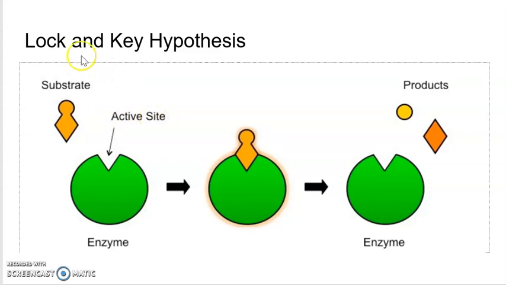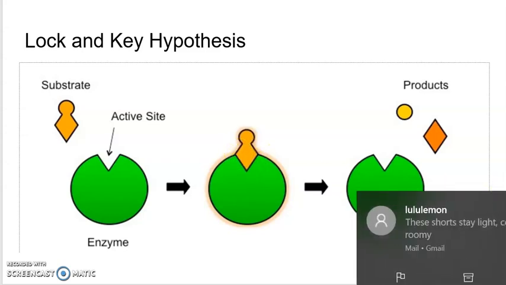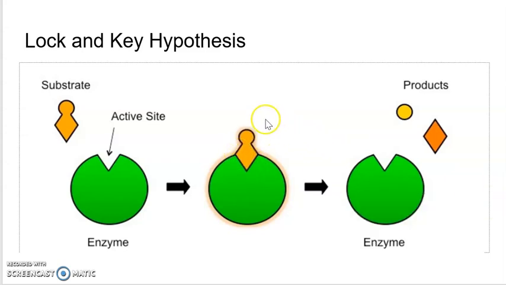So I want you to think about this idea of the lock and key hypothesis. If you've got the right key, you can open up the lock and open up the door. If you've got the wrong key, you can't open up the door because the lock doesn't fit the key. It's the same idea here. What we've got is the right substrate being held by the enzyme, because the active site of the enzyme and the shape of the substrate are complementary. And this is called an enzyme substrate complex.